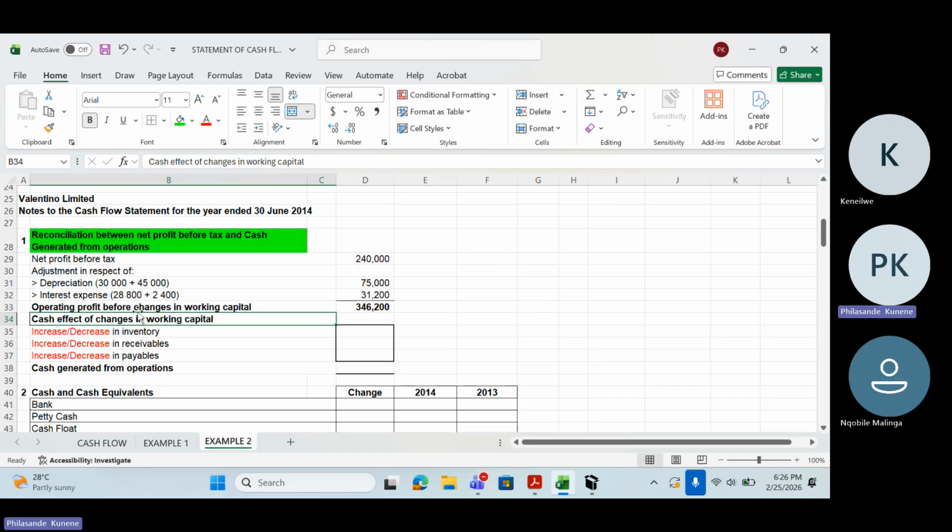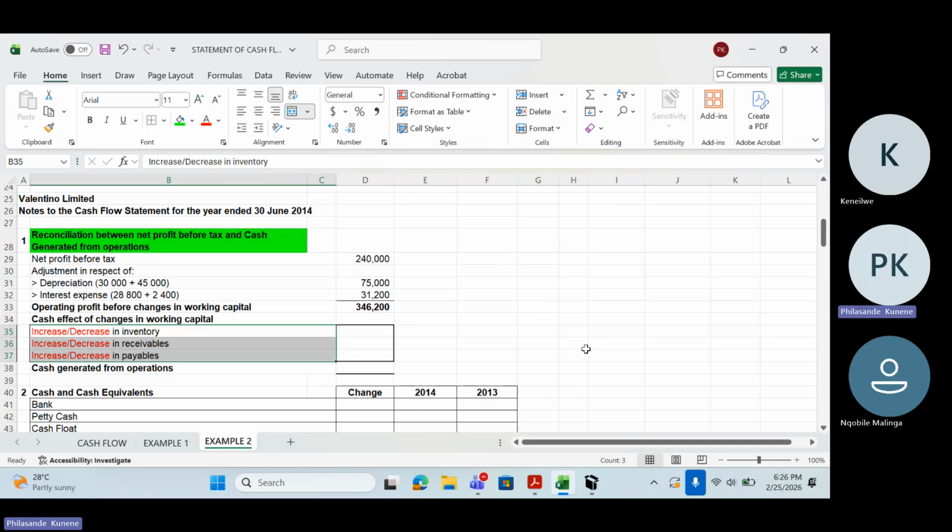What's going on here? We need to check whether there was an increase or decrease in inventory, receivables, and payables. This is the working capital. When we're talking about working capital, we're talking about three things: inventory, receivables, payables. They call it working capital because that is the money we're using in daily operations.